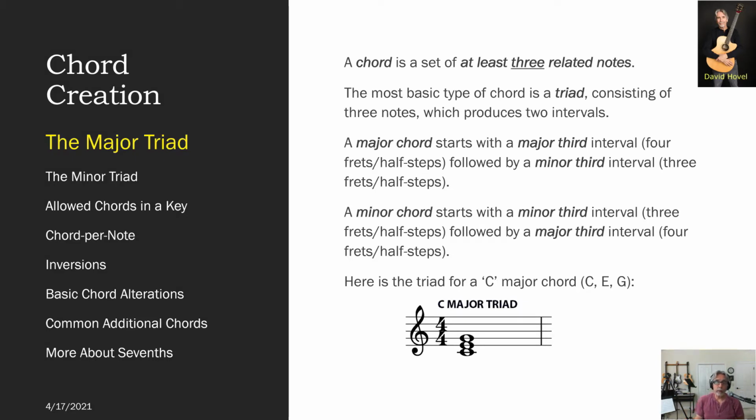A chord is a set of at least 3 notes. Now there can be a lot of notes. Most of the time there are fewer than 6, but there has to be 3 or more. The most basic kind of chord is one that has exactly 3 notes, and that's called a triad. And remember, because you've got 3 notes, you've got 2 intervals. You've got a distance between the bottom note, usually the root, and the third, as it's called, and then a distance between the middle note and the top note, usually called the fifth.